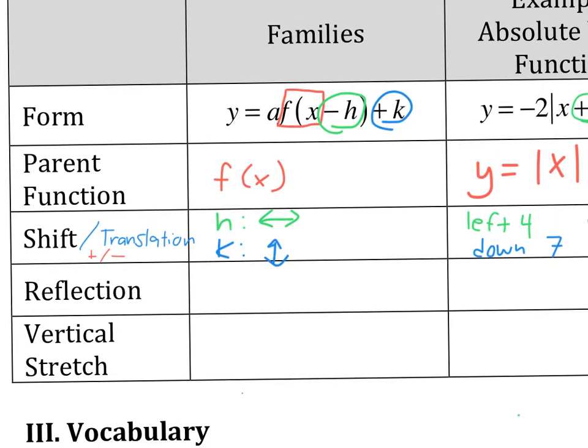Okay, reflection. The A in the front, A is positive or A is negative. If A is negative, that means we turn the thing upside down. We reflect vertically. We flip the thing upside down. If A is positive, there's no change. If A is negative, we take a reflection.